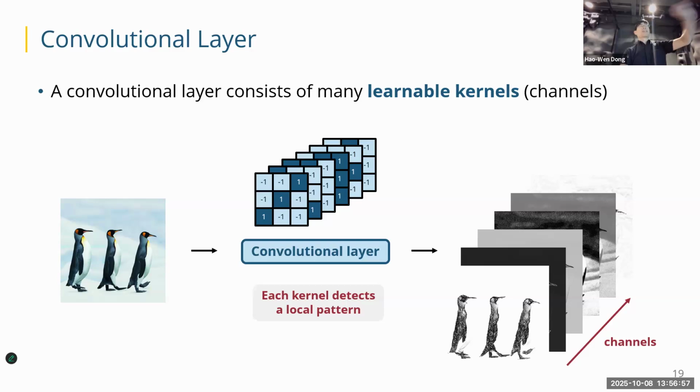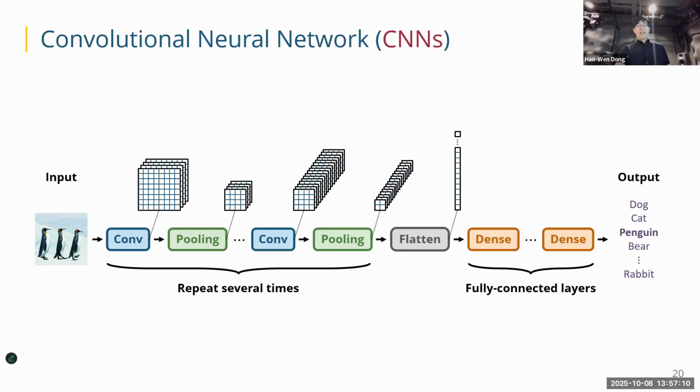So each kernel detects a local pattern that can be reused in the whole image or in other images. And the goal is to learn these kernels. Anyway, so that's how they work.